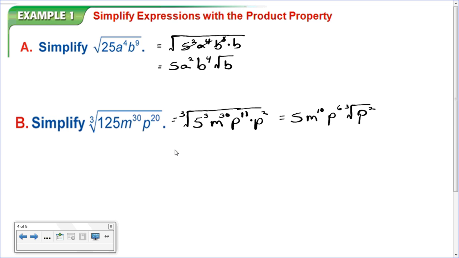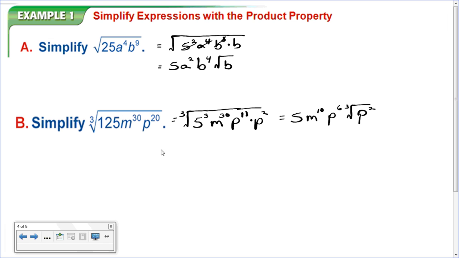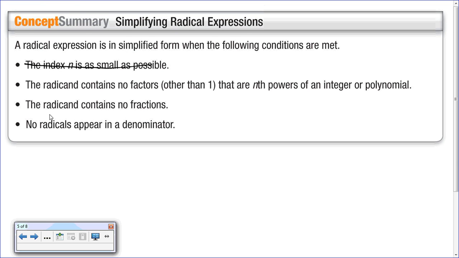Okay, now the next part that I want to cover is this. The index, we're not going to mess with the index today, so forget about that for a second. We just covered this one. The radicand contains no factors that are the nth powers of an integer or polynomial or greater. So notice inside here, I'm left with the second power on a third root. I'm all fine there. Okay, now the second part is dealing with fractions.